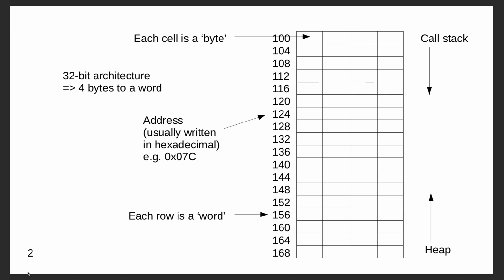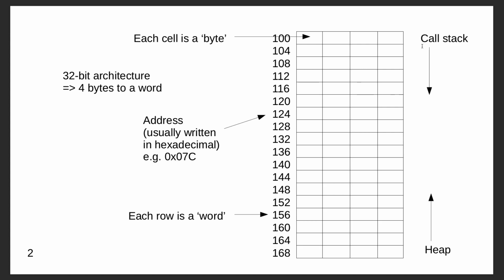The numbers on the left-hand side of each row is the address of that row. So if I tell the machine I want to read the value in memory at address 120, that means tell me what values are stored in these 4 cells here in the 120 row. We normally write our addresses in hexadecimal. I'm going to write them in decimal today so that I don't get confused about what numbers are.